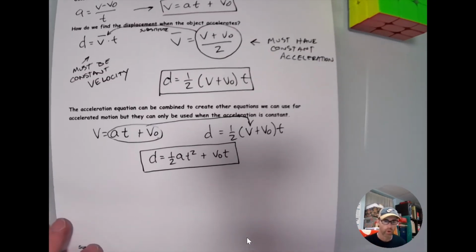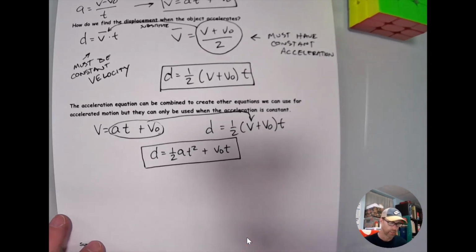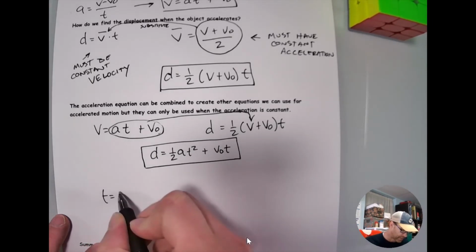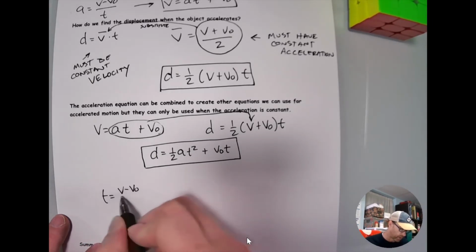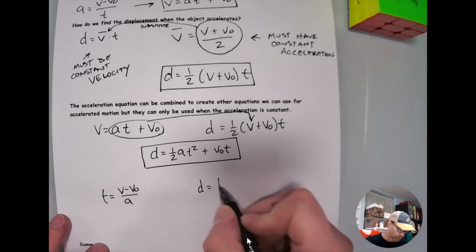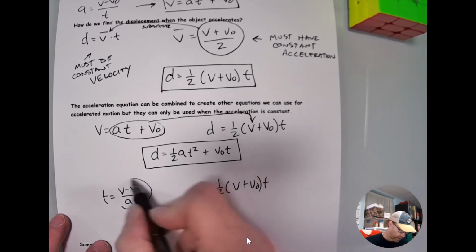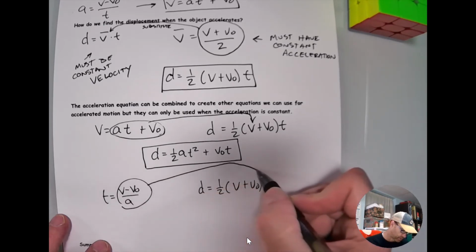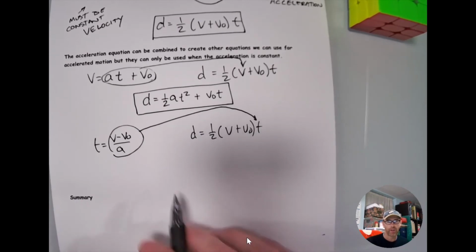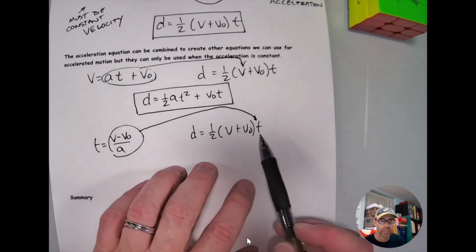I do want to make one more substitution here. I'm going to actually solve this equation for t, just so that I can make the substitution a little bit easier. If we were to solve this for t, that would say that t is equal to v minus v naught over a. And if I take that same equation, d equals 1/2 (v plus v naught) t, now I'll make this substitution. I'll substitute the (v minus v naught) over a for t, and then you'll see that I'm going to have (v plus v naught) times (v minus v naught).